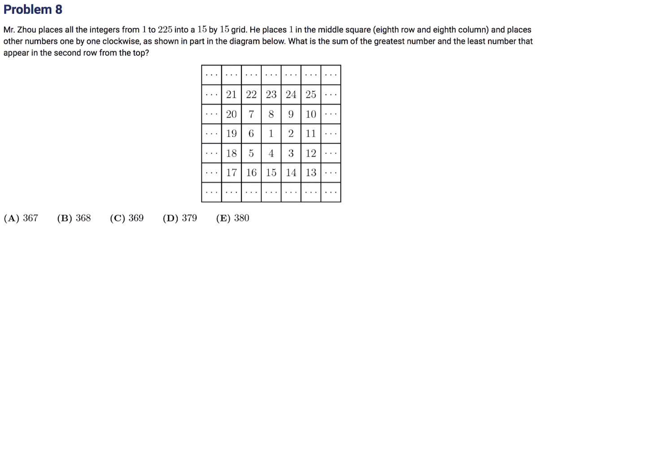Mr. Zhao places all the integers from 1 to 225 into a 15 by 15 grid. He places 1 in the middle square, 8th row and 8th column, and places the other numbers 1 by 1 clockwise as shown in part of the diagram below.